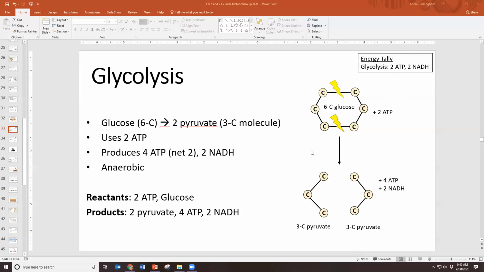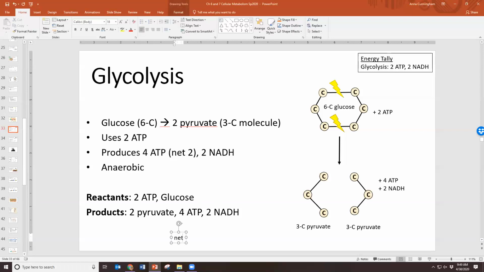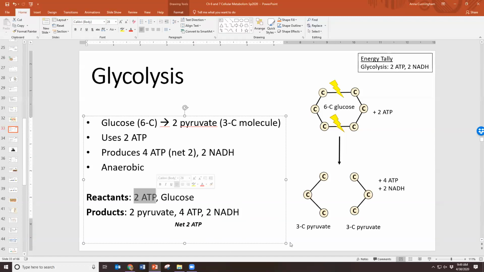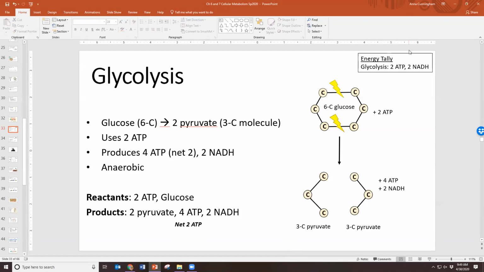The way they refer to that is they would say there are 4 ATP generated, but there's a net gain, an overall increase of only 2, because you had to put in those 2 at the beginning. That's why in our energy tally we gained 2 ATP: even though we gained 4, we had to use 2, so we subtract that initial 2 we utilized.